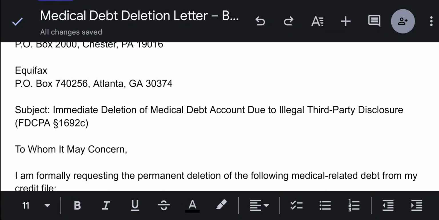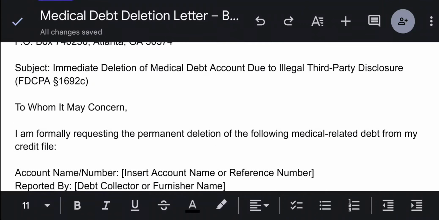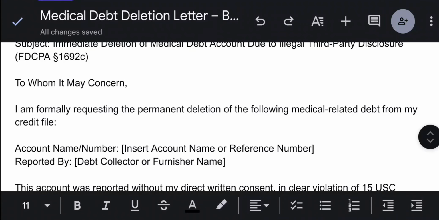So, subject. Immediate deletion of medical debt account due to illegal third-party disclosure, FDCPA 1692C. To whom it may concern, I am formally requesting the permanent deletion of the following medical-related debt from my credit file.